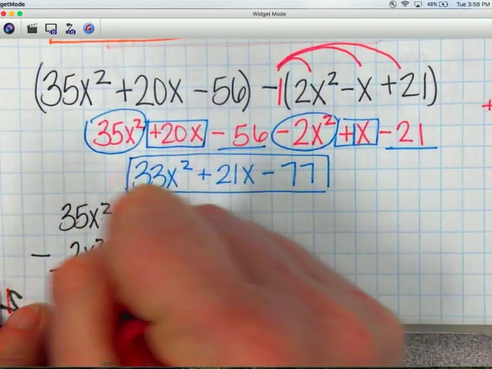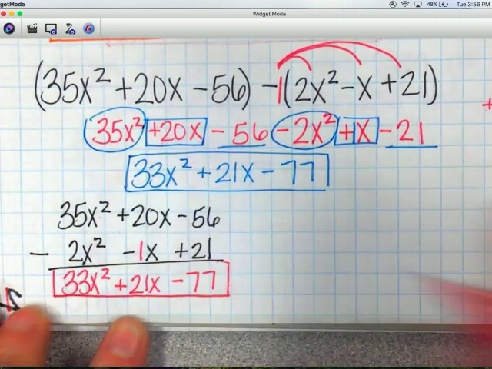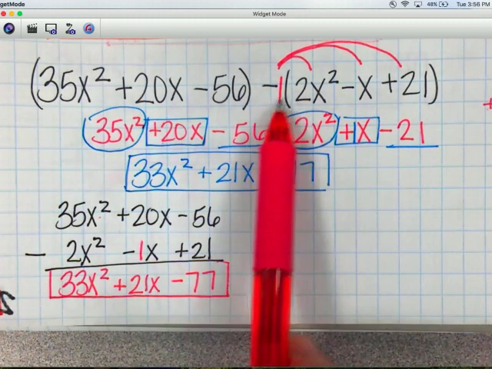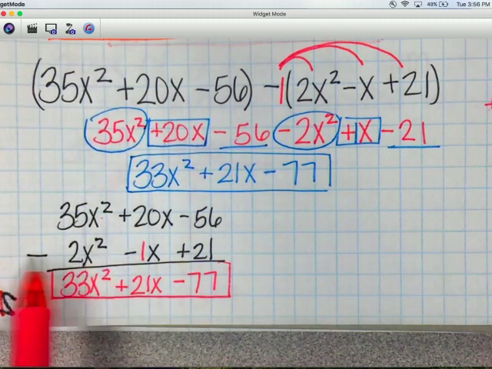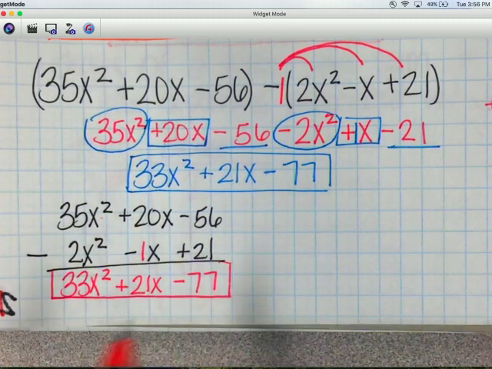Again, I don't care which way you do it, as long as you remember to either distribute the negative or subtract every term in that bottom part. Okay, so that is adding and subtracting polynomials.